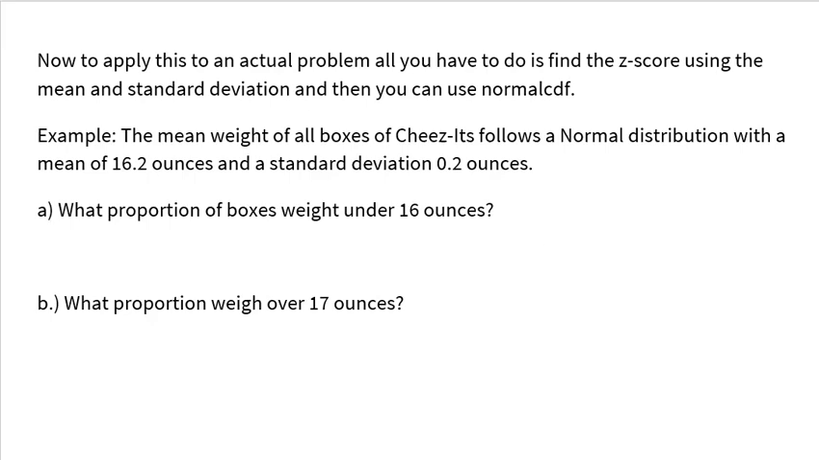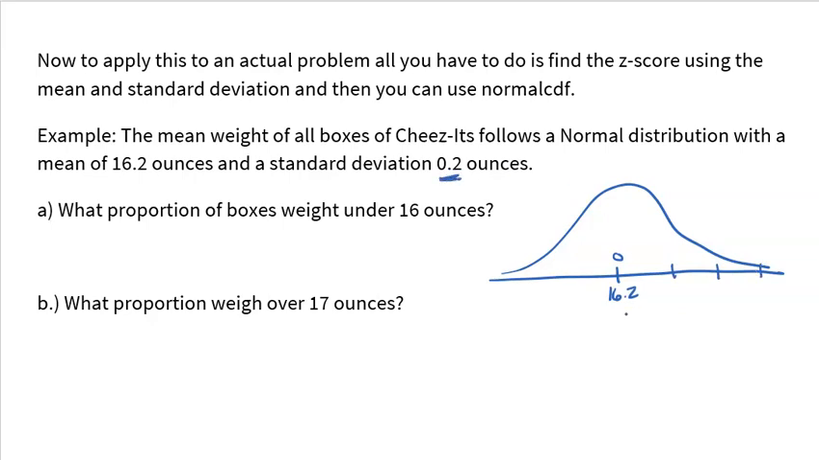I can even make a picture of this. All we have to do is draw that nice normal model. Right smack dab in the middle goes the mean, 16.2. That's going to have a z-score of 0. Then we go 1 above, 2 above, 3 above, adding the standard deviation: 16.4, 16.6, and 16.8. Then a little below: 16, 15.8, 15.6. This model makes complete sense. Most boxes should be near the mean, and very few are going to be overweight or underweight. All right, let's ask two questions here.